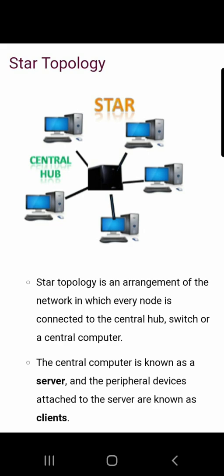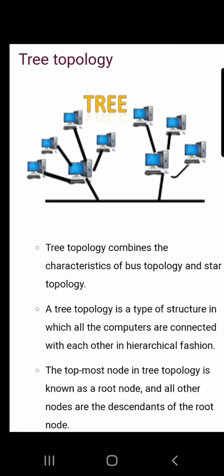Third one, star topology. That means all the computers are connected to the main server which is set up at the center. In the star topology, if you want to add a new computer, it is very easy. It will not disturb the flow of the information. It just looks like a star, with all the computers connected to the central one. Star topology is an arrangement of the network in which every node is connected to the central hub, switch or central computer. The central computer is known as a server and all remaining computers are known as nodes.